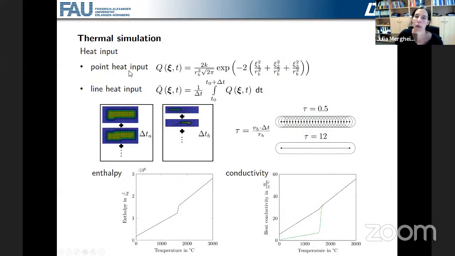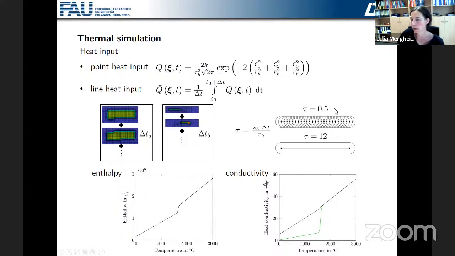So for the point heat input, we use here a standard Gaussian distribution for the volume energy. And to make this simulation a bit more efficient, we can also integrate that in time. So if we want to apply larger time steps so that the beam does not jump from one point to the other, we apply a time integration of this heat input, which then results in a line heat input as it is shown here. The length of the line depends on the time step size, but we introduced this factor tau, which depends on the velocity, the radius, and the time step size.